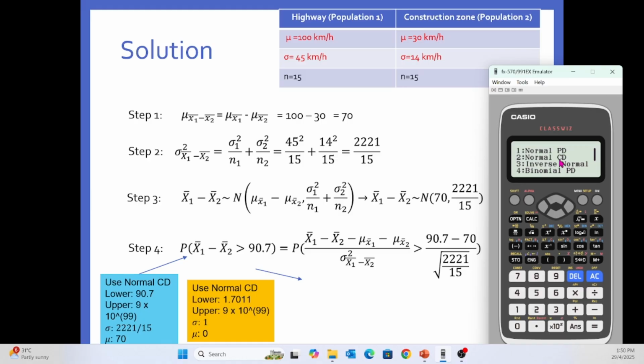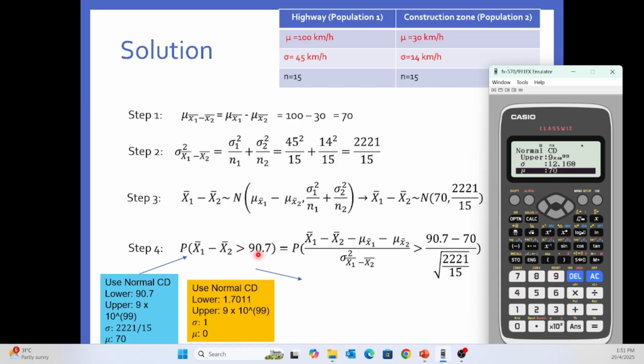Normal CD stands for normal cumulative distribution. First you may straight away input the original sampling parameters. We want greater than 90.7, meaning this is a right tail area, so the lower will be 90.7. Upper, a big number, say 9 times 10 to the power of 99. Sigma will be the square root of 2221 divided by 15. Mu is from step number 1, which is here.